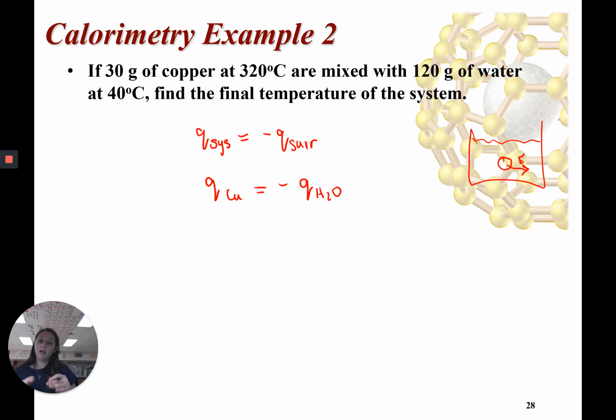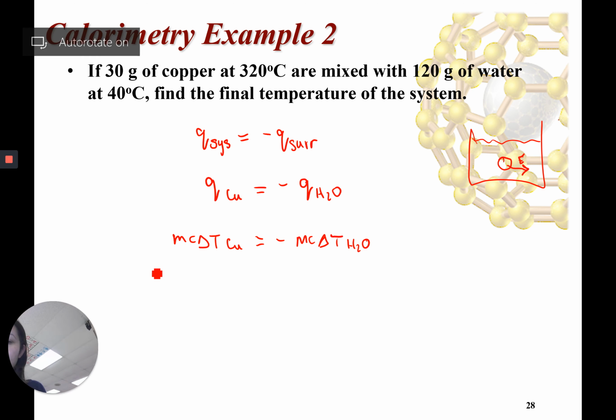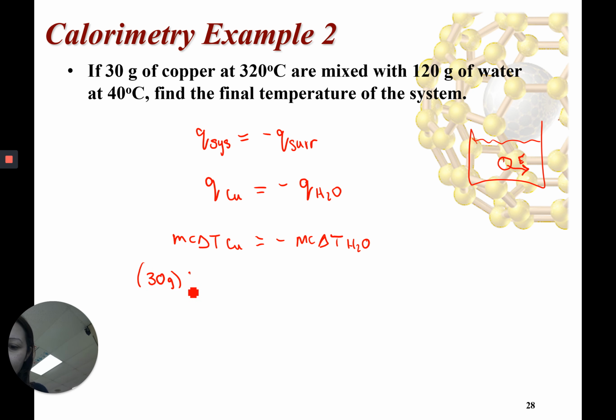Next, I decide, do I break up both sides into MC delta T's or just one? Well, I probably want to do both because I'm looking for the final temperature. If you're looking for mass or C or delta T, you probably want to break both sides up. So MC delta T for copper is equal to negative MC delta T for my water. And now it's a plug and chug problem. Mass of copper first is 30 grams. C for copper, you look that up on your table. It's 0.387 joules per gram Celsius.